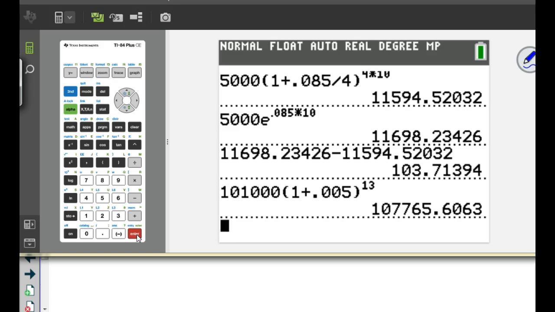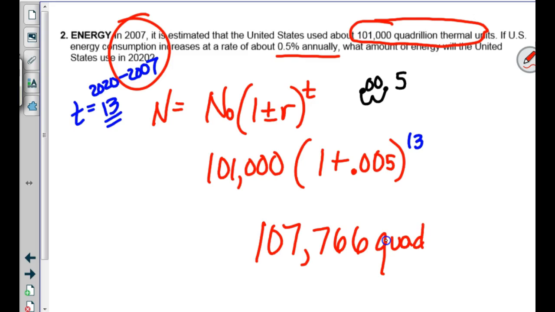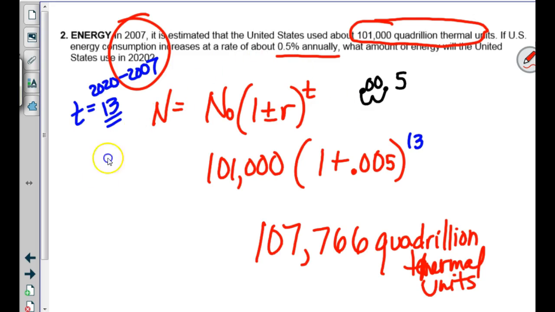Did someone get this? 107.766 roughly. 107.766. It was comma, right? Not point. And that's quadrillion thermal units. So annually was just once a year. That's why we didn't do continuous.